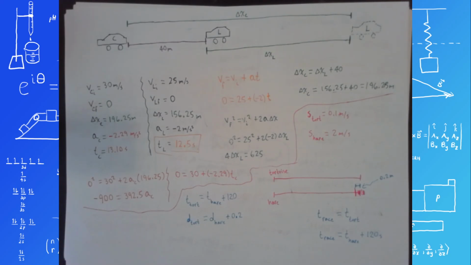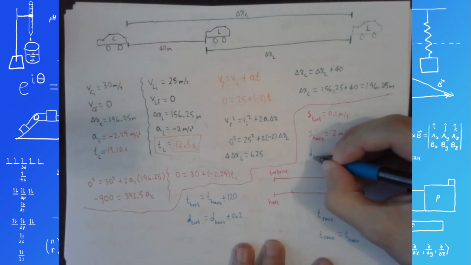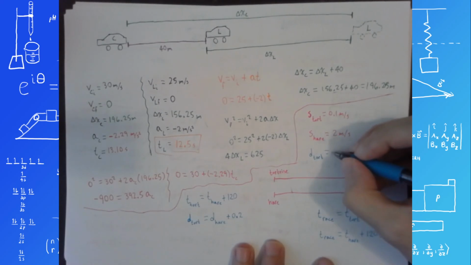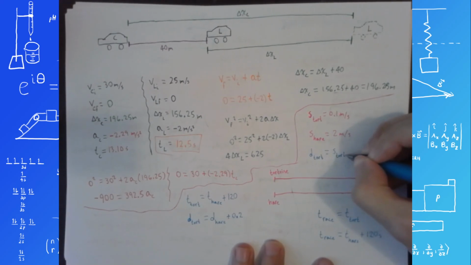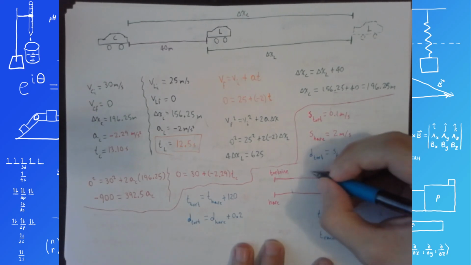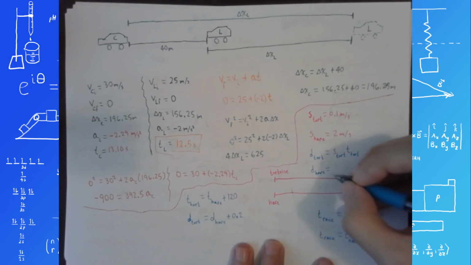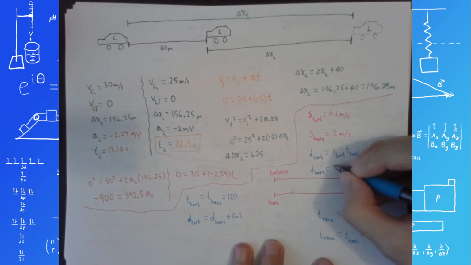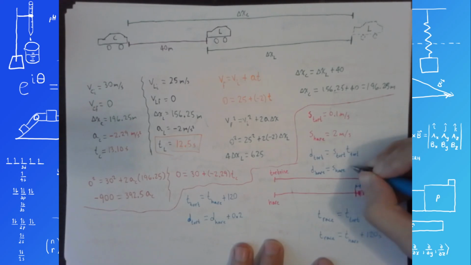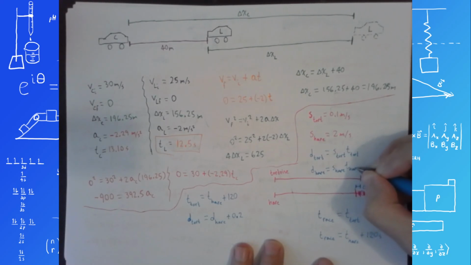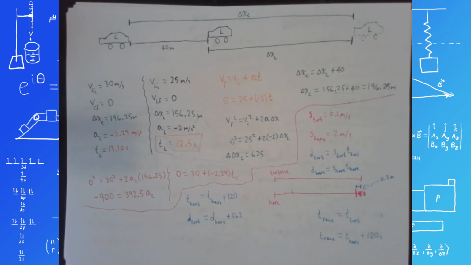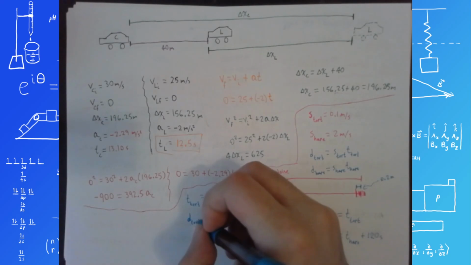We can define the distance as distance tortoise equals the speed of the tortoise times the time during which the tortoise is moving, and distance traveled by the hare, before the race is over at least, is equal to the speed of the hare times the time that the hare was actually moving. So not including the 120 seconds of rest. Okay, now I can just make these substitutions right here.